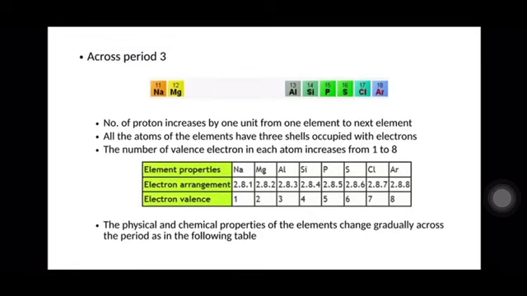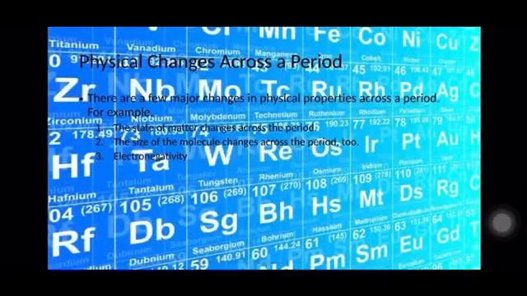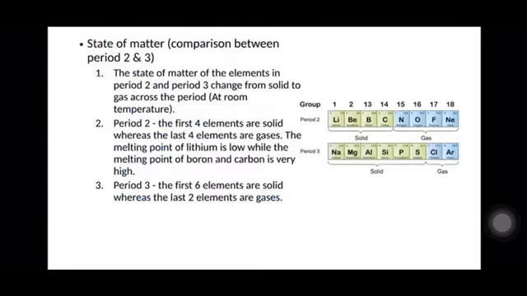Because of this, there are a few major changes in physical properties across period 3. The first is that the state of matter changes across the period. The second, you will learn that the size of the atom will also change across the period. And the third is about electronegativity. The first one is about the size of the atom, and this is the comparison between period 2 and period 3, so that you are clear.